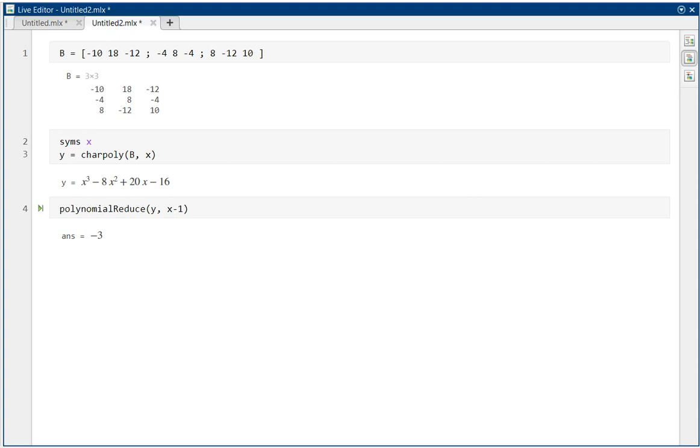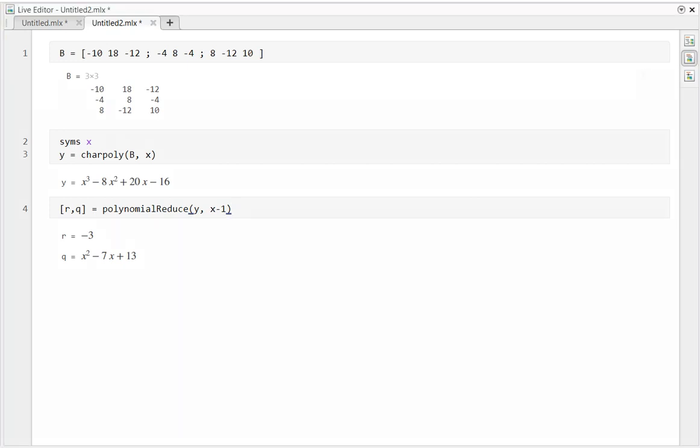There are actually a couple of values I can get out of this function. So I'm going to go r comma q. So this is going to be the remainder and the quotient, right? So when I do this, and I know the remainder is not 0, but this is nice because now I know that the remainder is minus 3 and this is the quotient. So if I find something here that divides y evenly, I'll get a remainder of 0, and then I'll actually have a value that I know is the reduced polynomial.